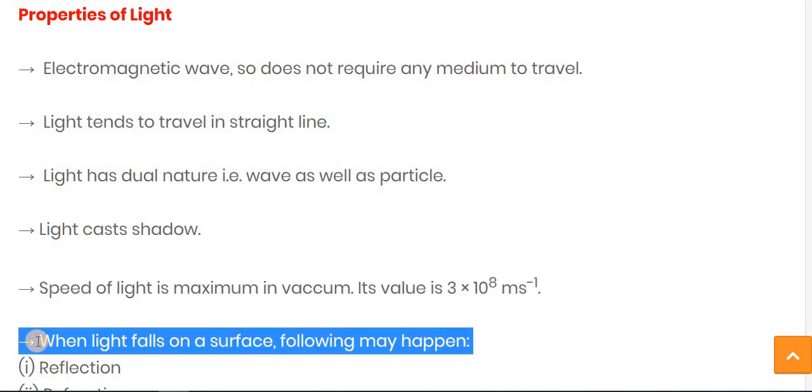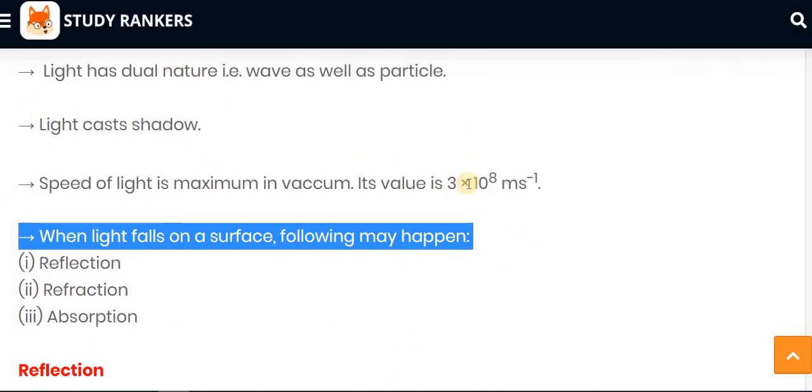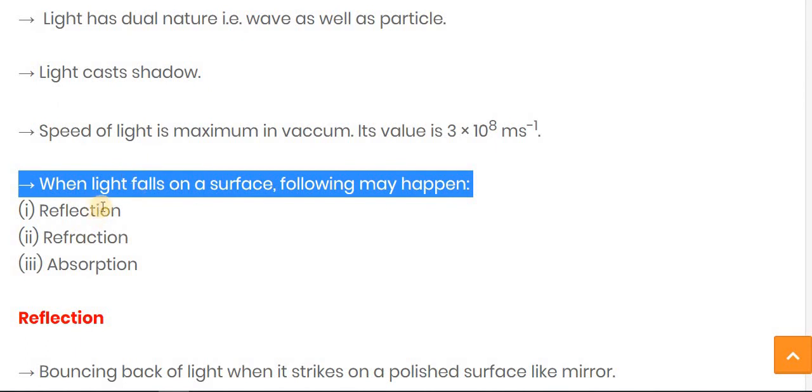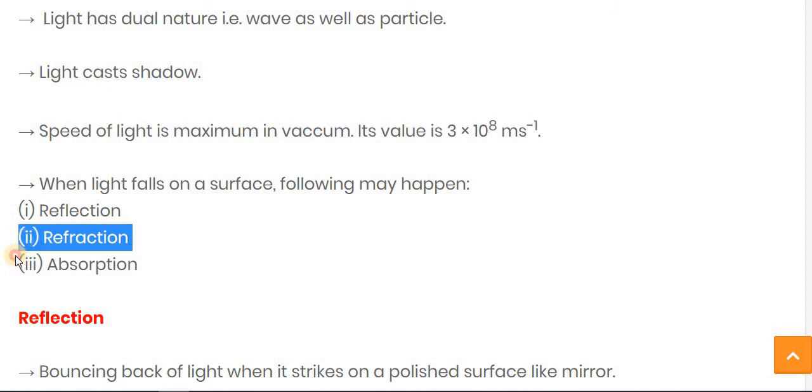The last property of light: when light falls on a surface, the following may happen. If light falls on any surface, then three things happen. In the previous video, in the explanatory part, I explained only two things, that when light falls on a surface, reflection and refraction happen. But here three are given. The first is reflection, the second is refraction, and the third is absorption.